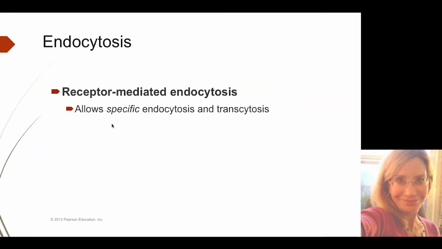Receptor-mediated endocytosis allows a specific endocytosis, so it's going to be bringing something into the cell that is very specific, something that the cell needs, and also transcytosis. So it will take a very specific material that will initiate this, the receptor. So it will activate this receptor, and when this vesicle is formed, it can move the material that is inside of that vesicle across the cell. So both specific endocytosis and specific transcytosis.